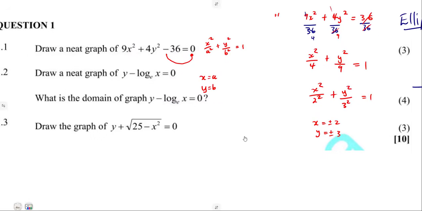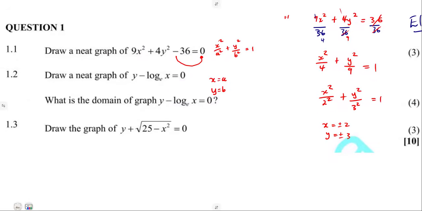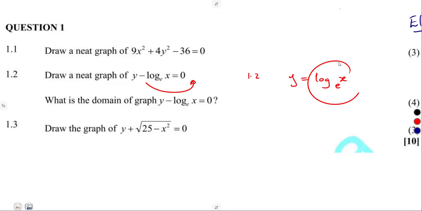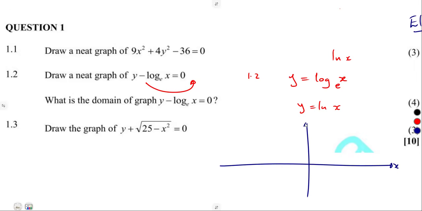All right, then another part you are given this year, draw this graph: y minus log x base e. If we take this to the other side, y is equal to the logarithm of x in base e, which is ln of x. Remember, log x base e is equal to the ln of x. So guys, we do understand that the graph of ln crosses the x-axis, or passes through the x-axis, at 1.